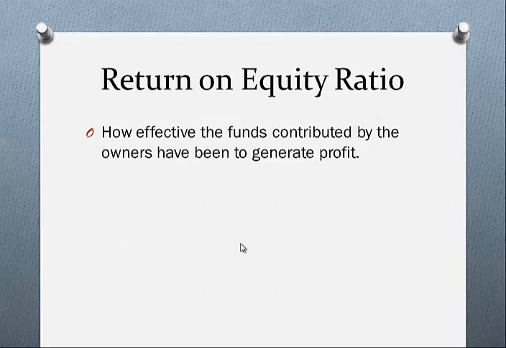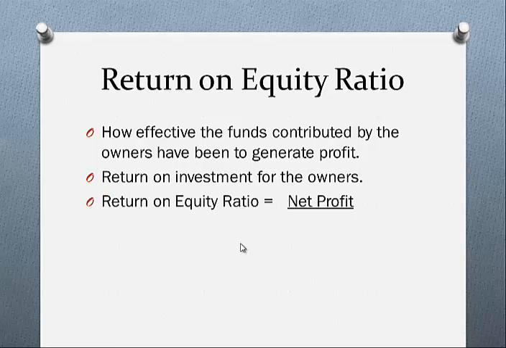So it looks at how effective the funds contributed by the owners have been to generate profit. It's commonly called the return on investment for the owners, and it's something that you try and work out before going into business when you set up your business plan. So how do we calculate it? Well, you take the net profit and divide that by the total equity, which is the total amount of ownership by the owners in the business.